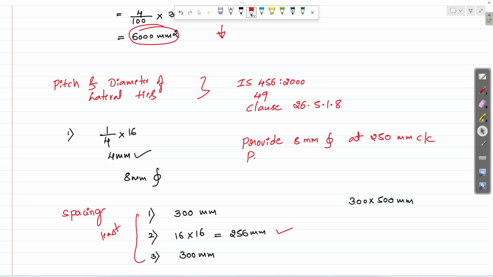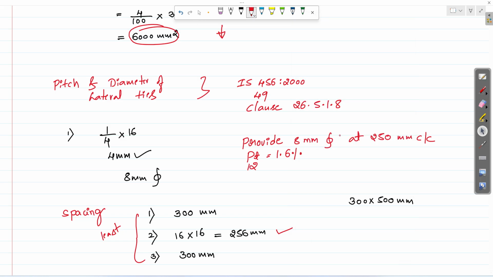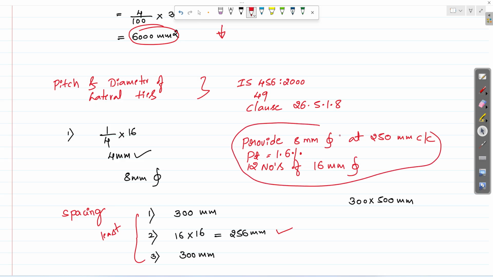So main reinforcement. So PT equals 1.6%. So area of steel is 2400. If you provide 16 mm bars, it will be 12 numbers. So main reinforcement will be 12 numbers of 16 mm dia. So this is the final reinforcement.